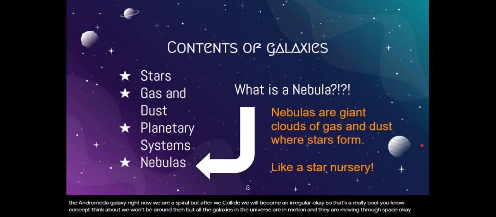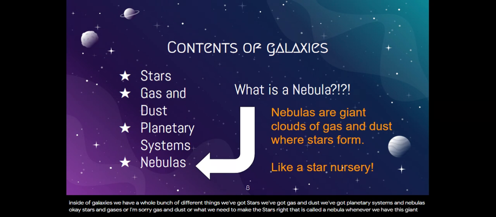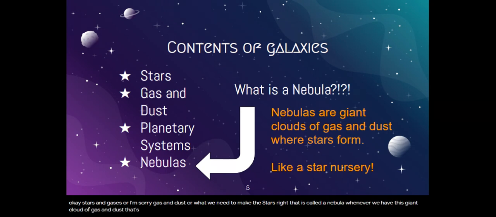Okay. Inside of galaxies, we have a whole bunch of different things. We've got stars, we've got gas and dust, we've got planetary systems, and nebulas. Okay. Gas and dust are what we need to make the stars, right? That is called a nebula. Whenever we have this giant cloud of gas and dust, that's where those suns are forming. We like to think of those as little baby star nurseries, right? That's what a nebula is, and I really want you to remember that term, nebula.